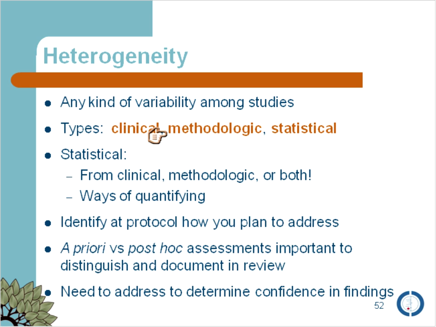Maybe it has to do with how they evaluated their data. Did they have all data on all participants? Did they have it only on those who completed the treatment as outlined in their treatment protocols, for example? So there might be differences that way. And the third is statistical. When you look at statistical variation, it's really signaling that there's something happening clinically, methodologically, or perhaps both. And there are ways of quantifying this.